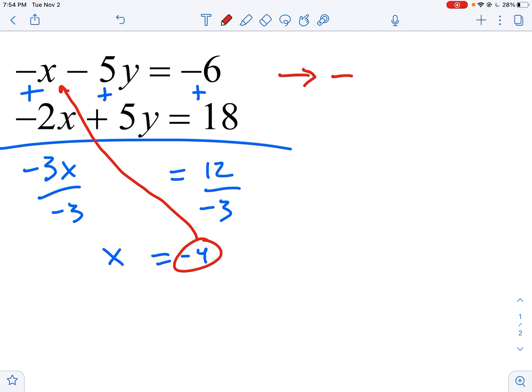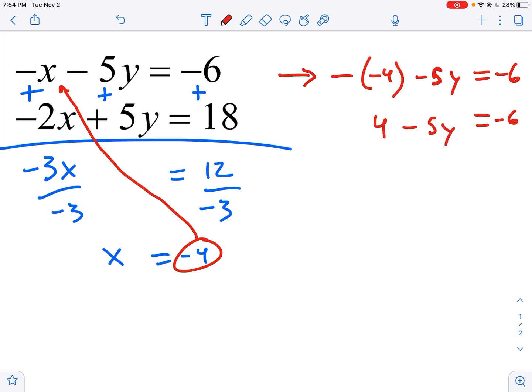So I'm going to rewrite this top equation with the x replaced with negative 4. So I got negative x, so I put parentheses with what x is, which is negative 4, and then minus 5y equals negative 6. I'm just rewriting that entire first equation with the x replaced. Now I'm going to simplify. Right side is still negative 6. Left side, we got negative of negative 4, which is negative times negative, which is positive 4.